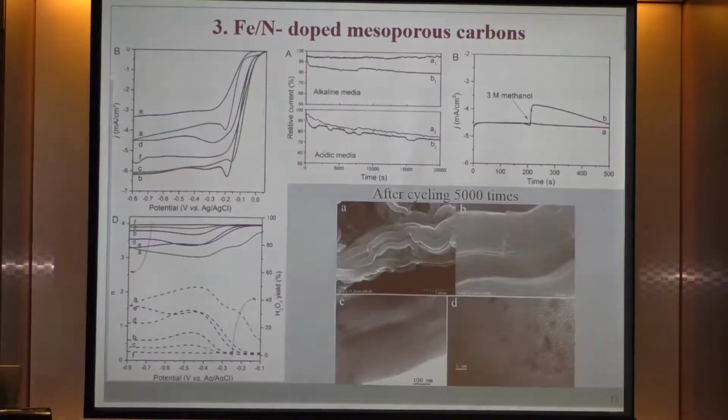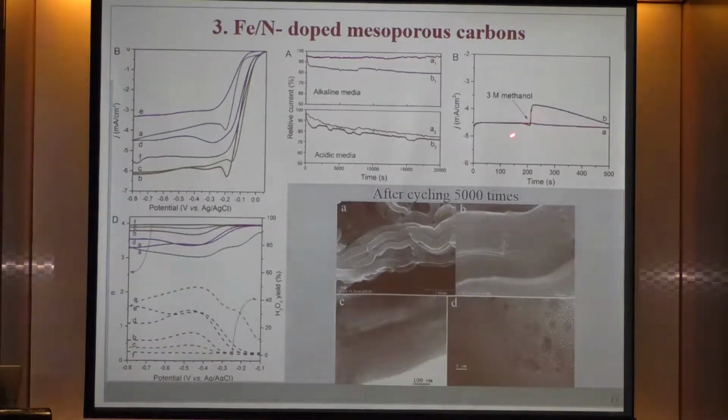So we use this catalyst for oxygen reduction reaction. We are not going into details because, as I said, I just introduced the methods. But we use this as an electrocatalyst for oxygen reduction. We found that it's very active and extremely stable in both alkaline and acidic conditions. This is a very competitive result compared with the literature. And also this electrocatalyst is methanol tolerant.